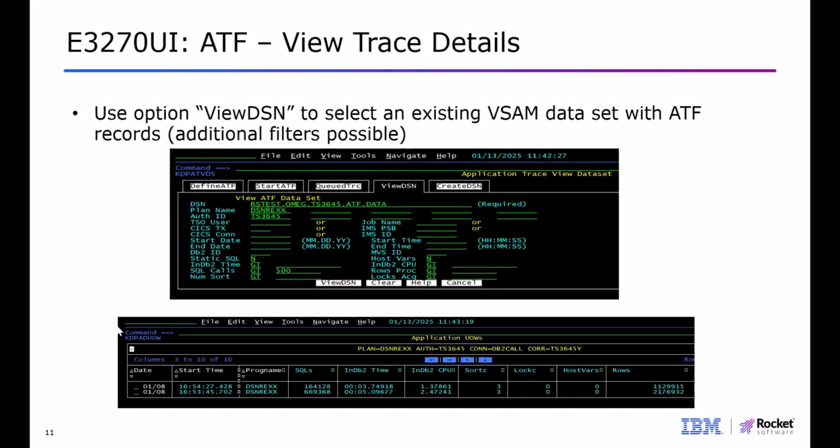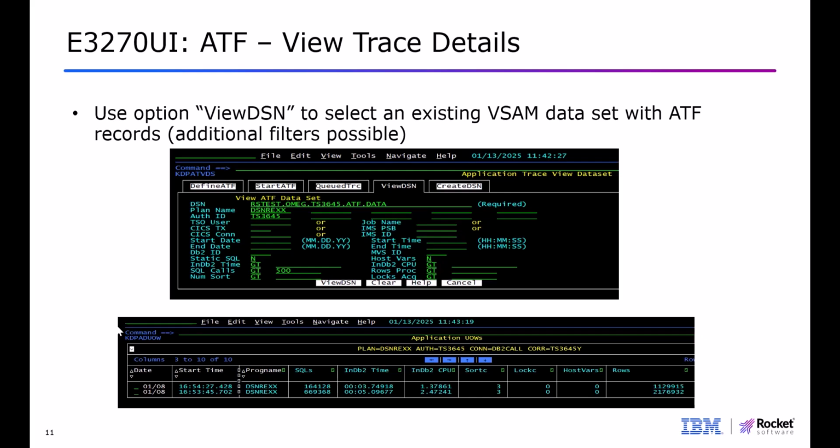So the final section of the ATF option is the View DSN tab. This is just going to allow me to go in and interrogate an existing trace file that I have collected. So here's the file that I used to run my traces that I walked through in the previous screens. Now I want to go in and search for some specific criteria where I've got a plan name and a specific user ID, auth ID. And then also down on the bottom, you notice there that I only want to view trace records that had more than 500 SQL calls.